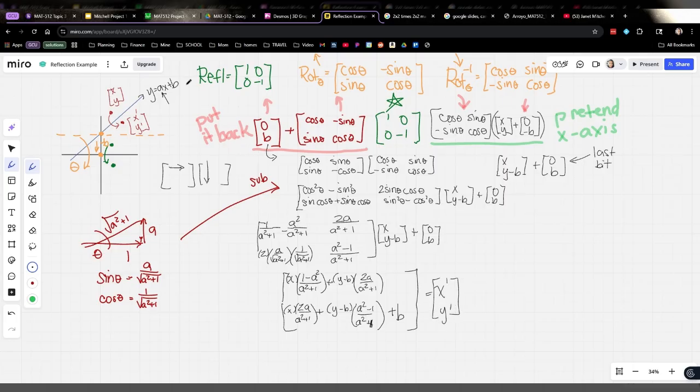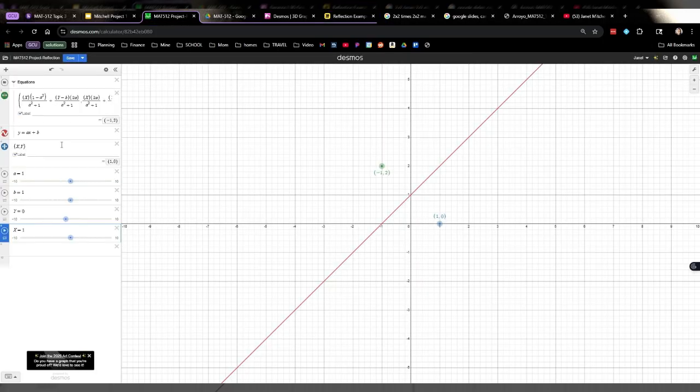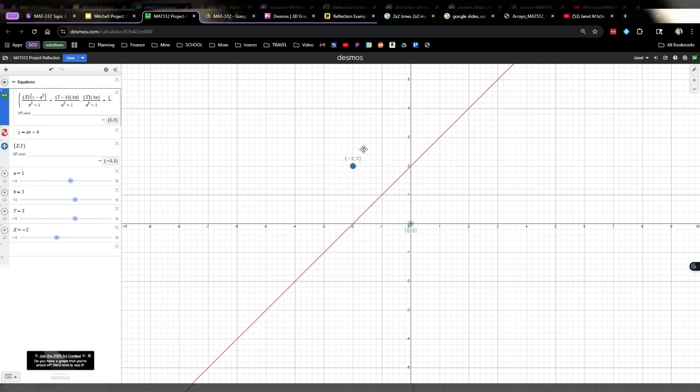All right, and I should have put it right here. So under equations, see, I typed all that stuff in. And when you move your point, nope, that's not it. This is it. Oh, it reflects. Look at that. So all of that I just showed you, I just typed it in here, even with the little plus b at the end. And it shows our reflection. Not that one, this one. Cool, right?